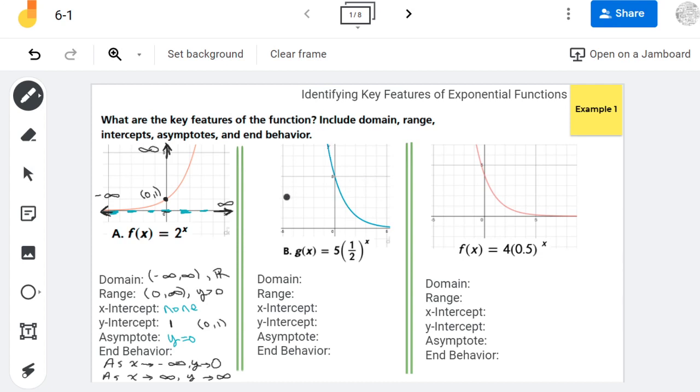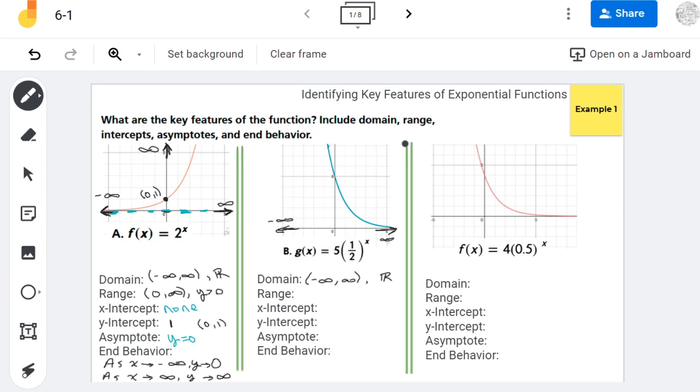So again, I told you the domain on these is pretty much the same every time, unless you're dealing with a word problem that restricts the domain. All right, so this graph goes forever towards negative infinity. It's going up faster, but it is going towards negative infinity. And it goes for forever to the right towards positive infinity. So our domain here is negative infinity to positive infinity, or all real numbers.